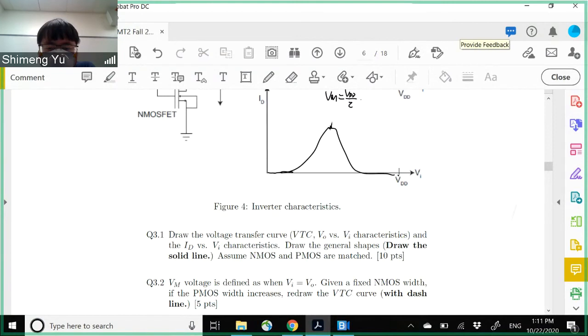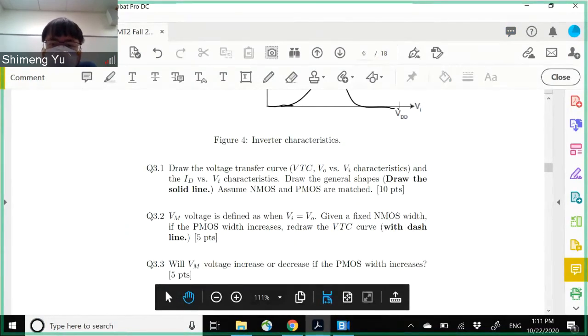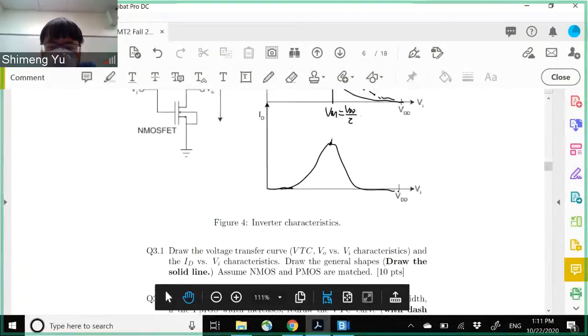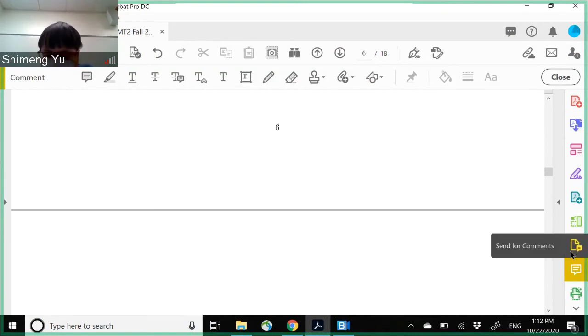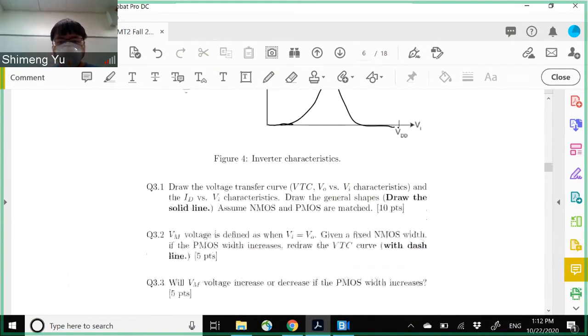Then will the Vm voltage increase or decrease with this? So this is a follow-up question. It's obvious from this VTC curve, right? The Vm voltage is defined as, if you draw a straight line here, y equals x, that is when the input equals the output. So here the Vm, you see, is increasing. Now the Vm is increasing if the PMOS width increases.